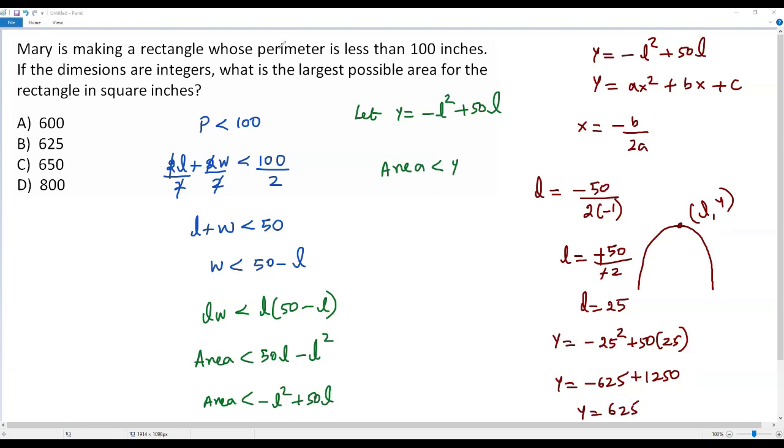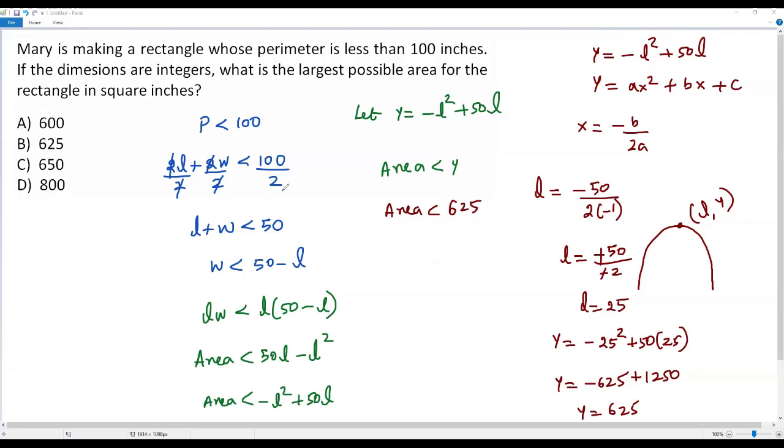Okay, now we can write the stuff over here, that is the area is less than the maximum value of y, which is 625. So from this it's very clear that the area of the rectangle has to be less than 625. Even if I consider 624 or 623, that's the largest possible area. But anyway, when I go over the answer choices, there is only one option, that is A, which contains a value which is less than 625. So we can decide the answer choice A is correct.